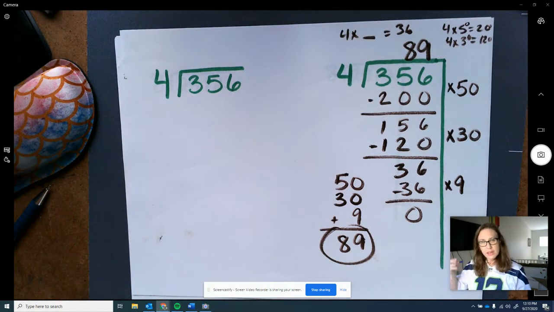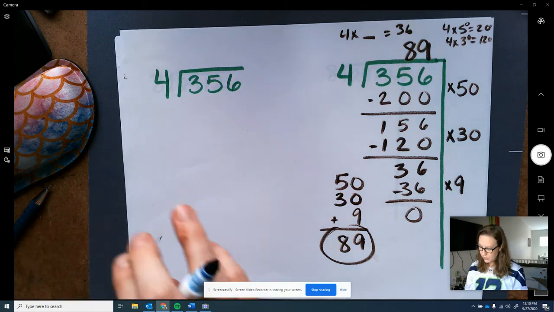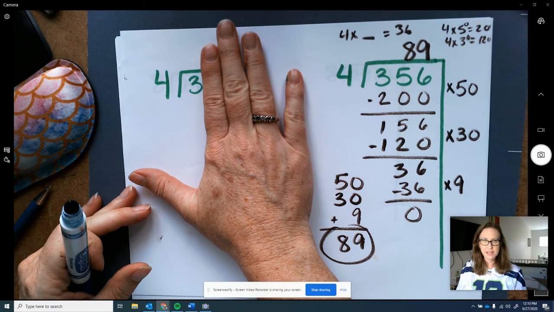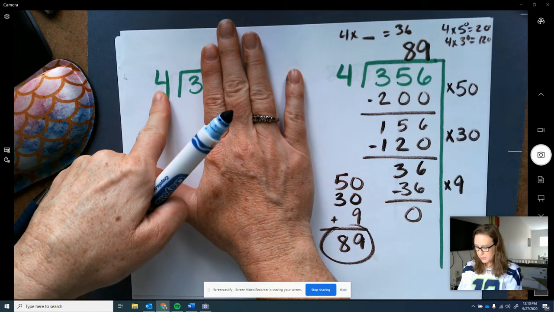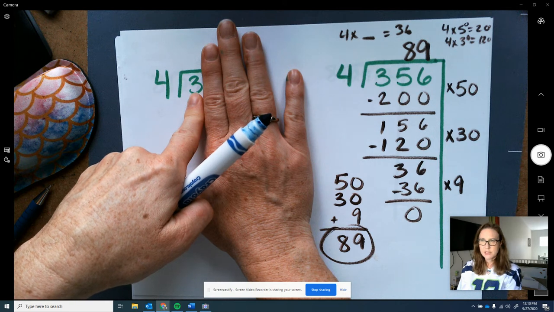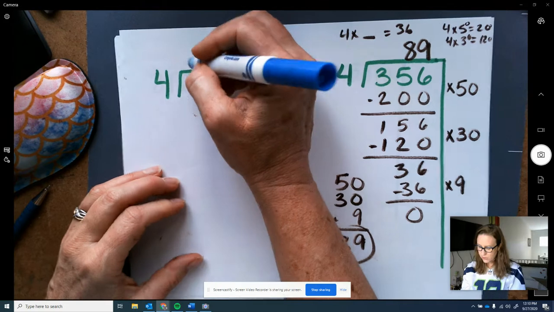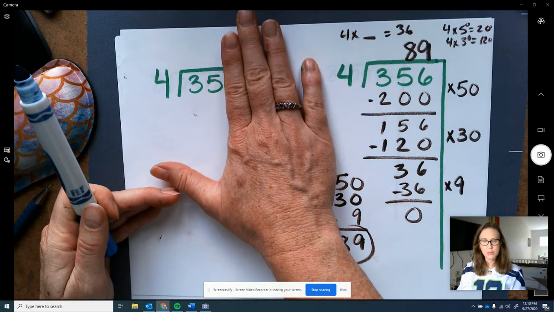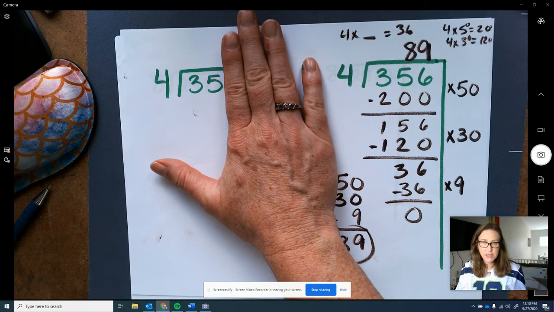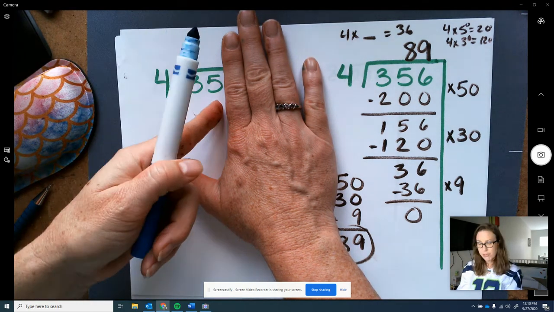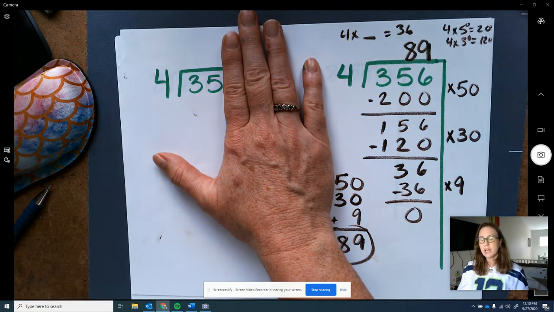Okay, so the way that division works with the standard algorithm is you start with the first number in the dividend. And you think, how many times does 4 go into 3? 4 times what gets us close but not over 3? Nothing. You could put a 0 there if you want to, but you don't have to. You can just move on to the next number because 4 doesn't go into 3, but it does go into 35. 4 goes into 35. How many times without going over?